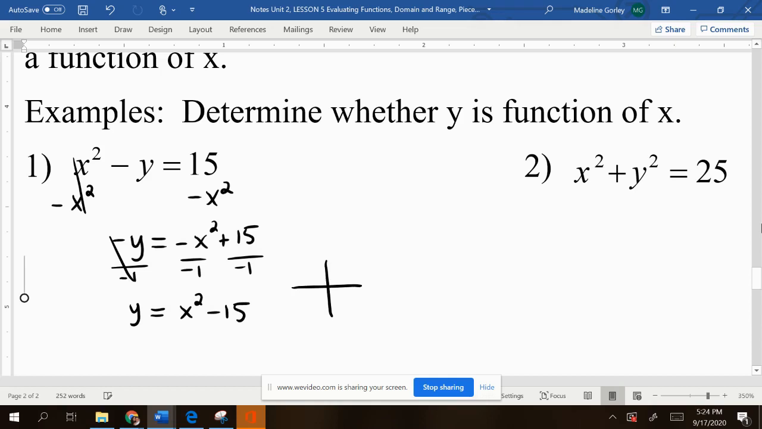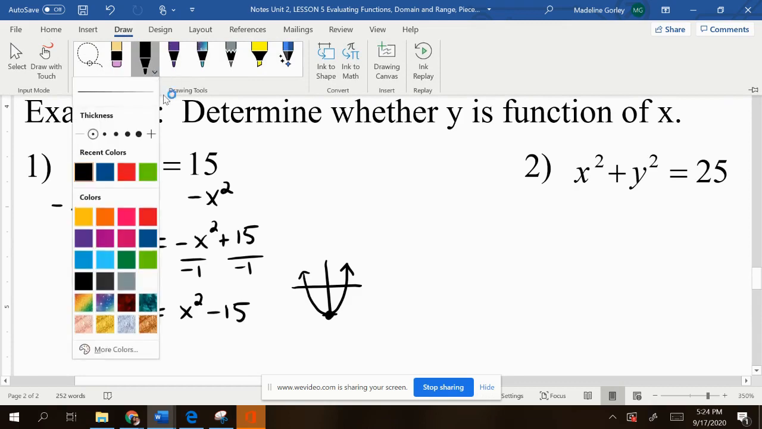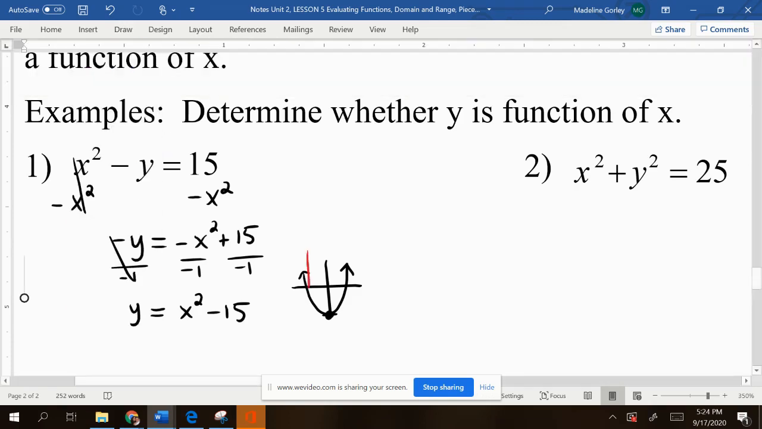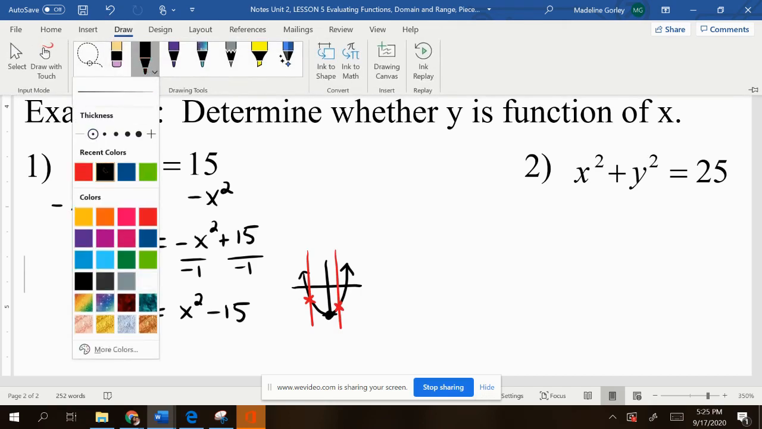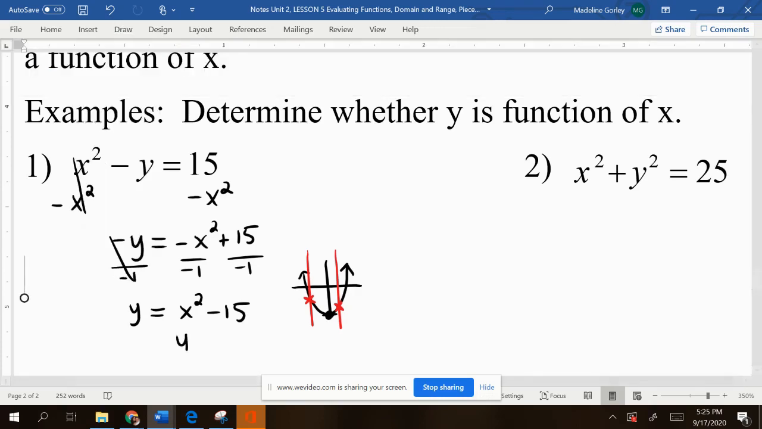So we'll end up with y equals positive x squared minus 15. Now if I were to graph this, I'd have a y-intercept down here at 0, negative 15, and it's going to be a U-shaped graph. Okay, now that one is going to be a function, because anywhere I would draw a vertical line, it would only cross the graph in one spot. Again, if I draw a vertical line over here, it only crosses the graph in one spot. So because for each x value, there's only one output value or y value, this would be a function. Yes, function.